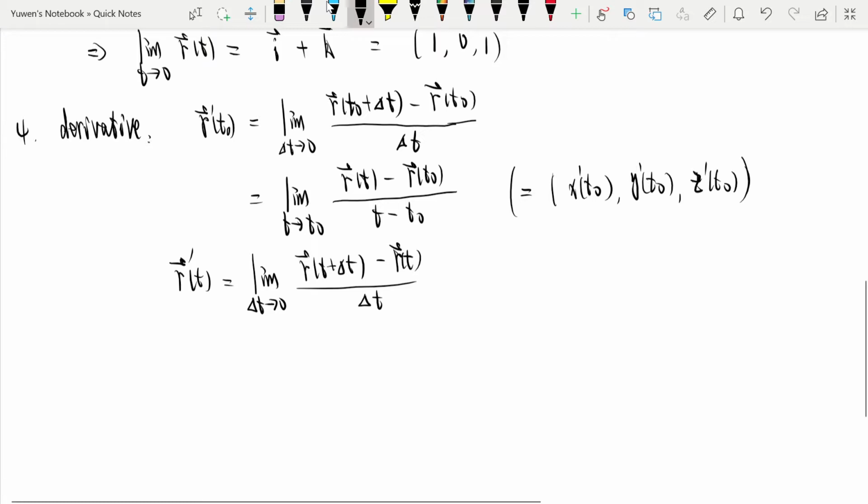And what's the meaning of the derivative? We know that for a scalar function, the derivative at a point is the slope of the tangent line. But for the vector valued function, we just write the result: the derivative of r(t) is our tangent vector.